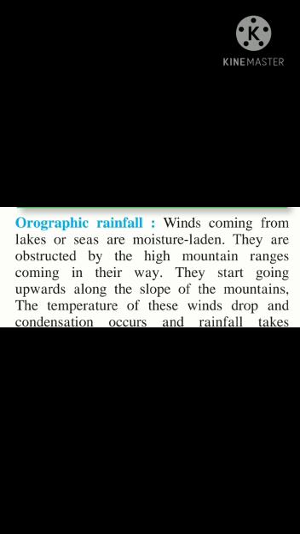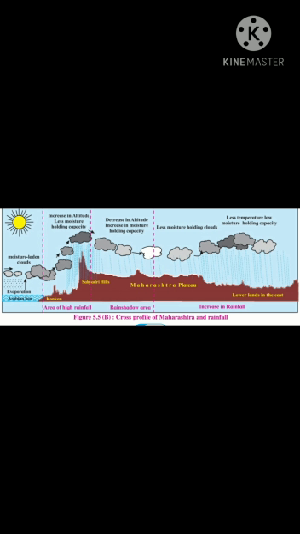The temperature of such winds drops with the height. Condensation takes place. Formation of water droplets and rainfall that takes place is known as orographic rainfall. Now let us observe this figure. This shows that the moisture-laden air comes from the sea or the lake, which has been obstructed by the high hills, and the wind starts moving upward along with the slope of the mountain, and the temperature of the wind drops, and hence it is converted into droplets and comes down on the surface. This is what is called orographic rainfall.